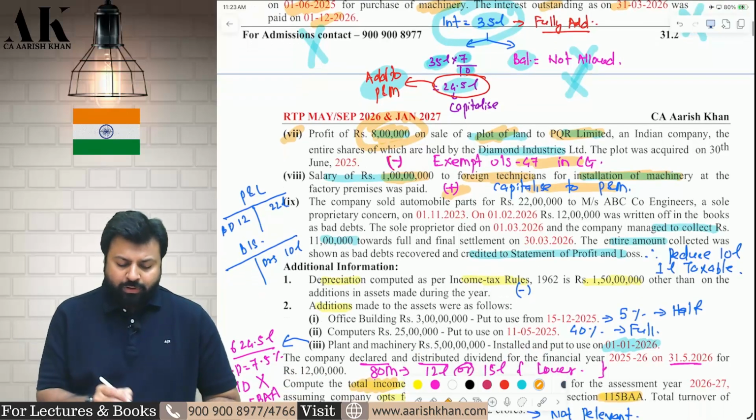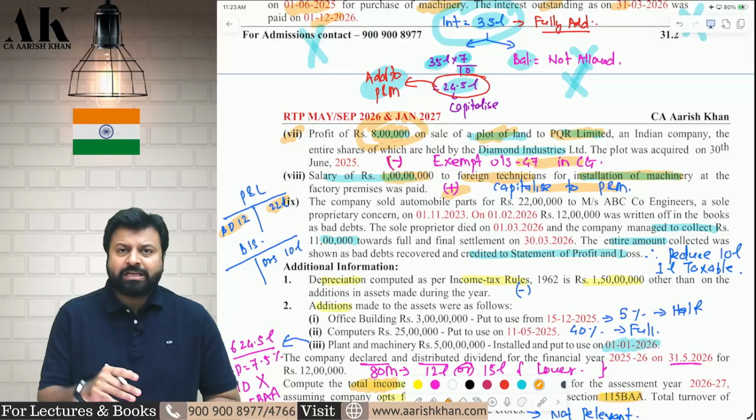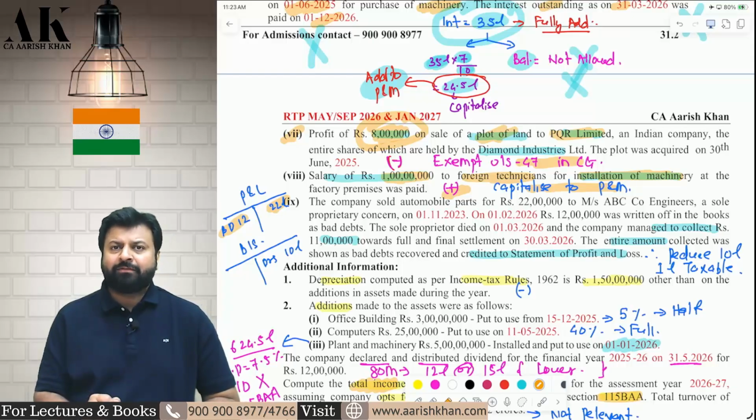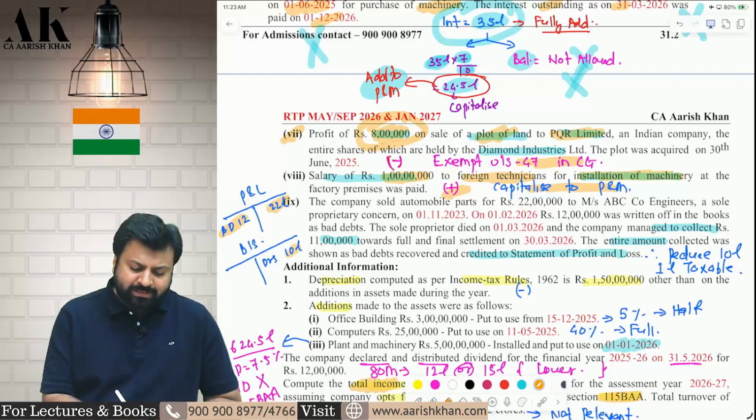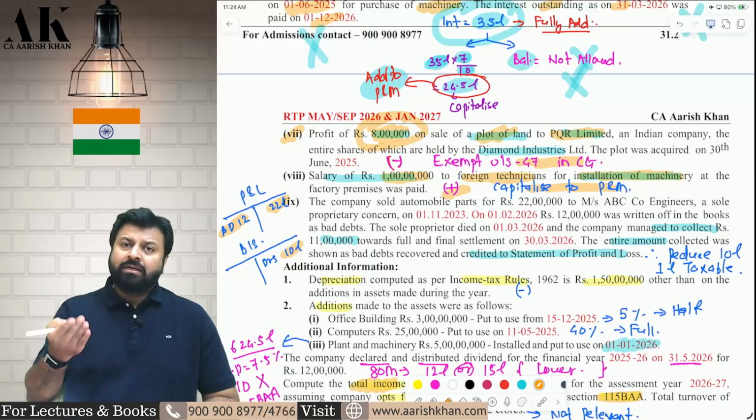Next one. You have sold some goods of 22 lakh rupees to a customer. So I am crediting 22 lakh rupees to P&L account. Then out of that 12 lakh rupees has become bad debts. So I am writing off bad debts of 12 lakh rupees. Now how much is receivable from the debtor? 10 lakh rupees is receivable. Now the debtor has expired. Debtor died.